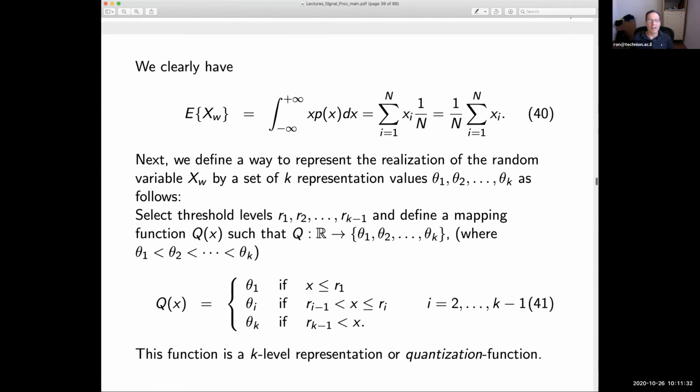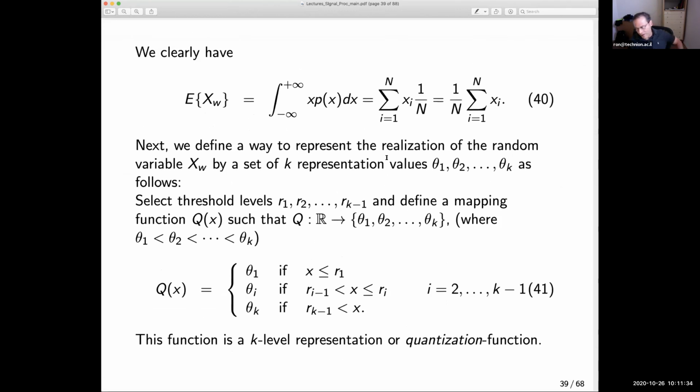So I can obviously compute the expectation. This is the definition of the expectation. It would be x times p(x), and I integrate from minus infinity to plus infinity. So immediately I can write it as the sum of all my x_i's times 1 over n, because the integration when x is equal to x_i would be 1 over n, and this would obviously be the average of all my numbers. So the expectation with respect to this strange, continuous function would be nothing but the average of the numbers.